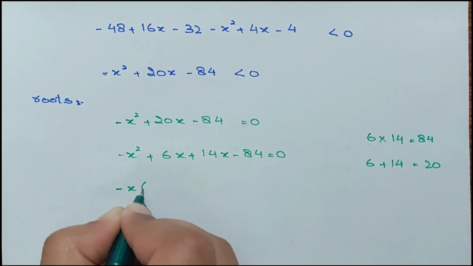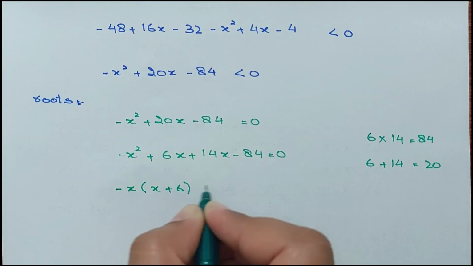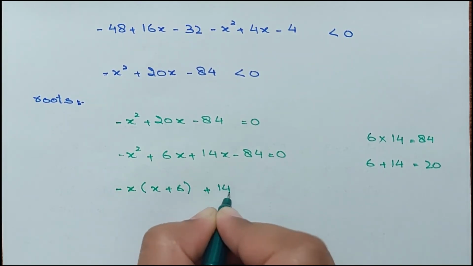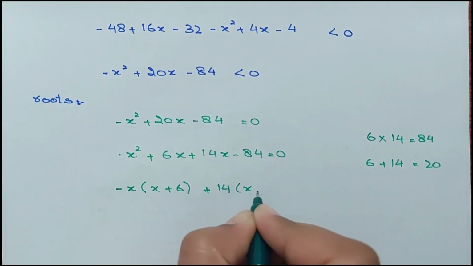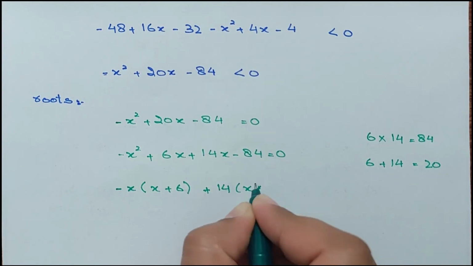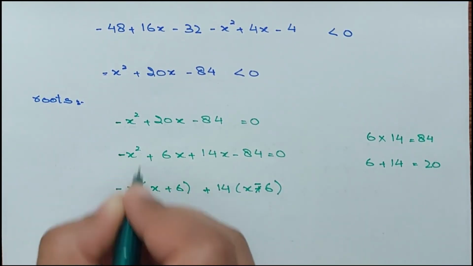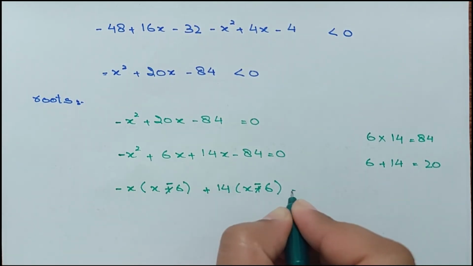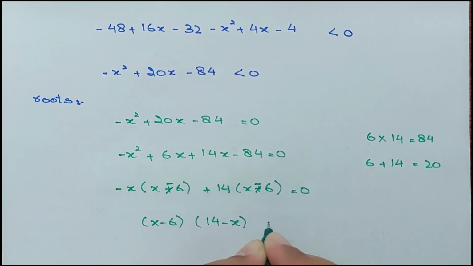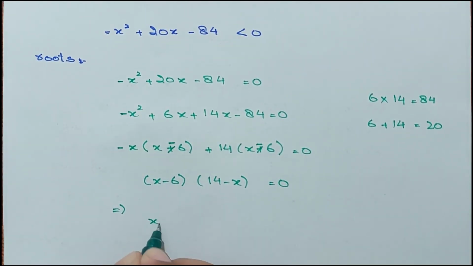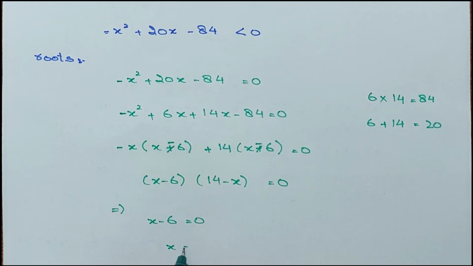Taking negative x common, we are left with x plus 6. Taking positive 14 common, because 84 divided by 14 is 6, we have x plus 6, x minus 6, sorry. We took the negative sign common, so it is minus over here. This equals 0. So the factors are x minus 6 and 14 minus x equals 0. Put both factors separately equal to 0 and solve for x. From here, x minus 6 equals 0, so x equals 6, and 14 minus x equals 0, so x equals 14.